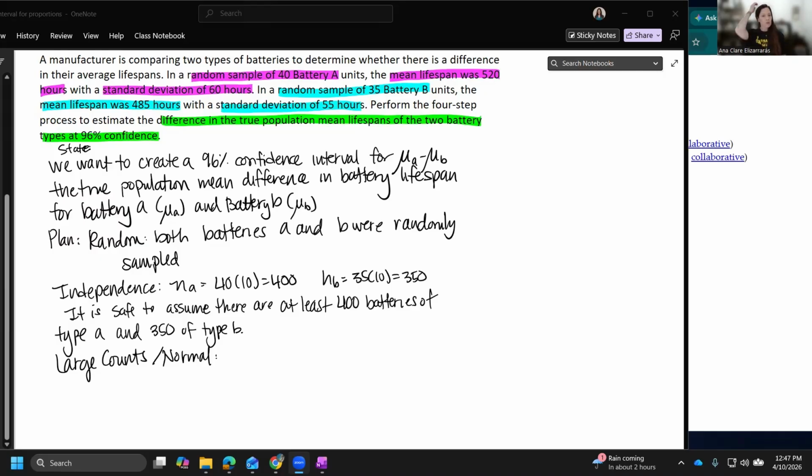Or if neither of those are true, then we would need to graph these and see whether the graphs have outliers or skewness. Luckily, even though it doesn't say that the populations are given to be normal, we do know that the sample sizes are at least 30. So nA of 40 is at least 30, and nB of 35 is at least 30. So by the central limit theorem, we are able to perform normal calculations. So conditions are met and we can proceed.